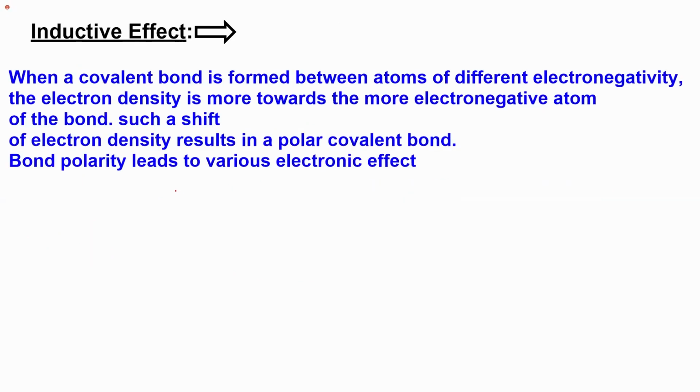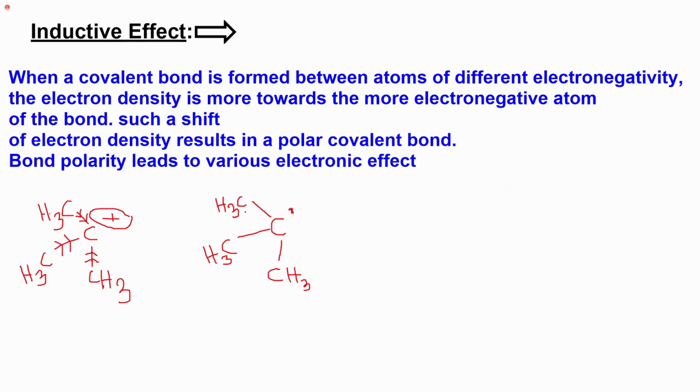Now, what is the inductive effect? As I was saying, in the case of CH3, we'll take this as an example. When a covalent bond is formed between atoms of different electronegativity, the electron density is shifted more towards the more electronegative atom of the bond. Such a shift of electron density results in a polar covalent bond, and bond polarity leads to various electronic effects.